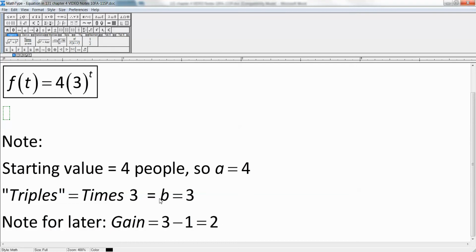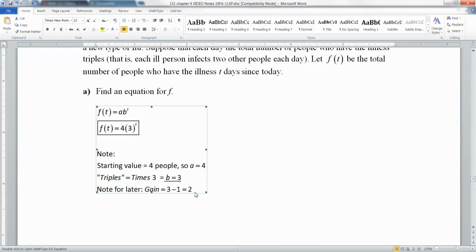So the gain is actually 3 take away 1, which is 2. So the base is 3, that's fine. But I just want you to make a note of this for later. That means your gain, how much you're actually growing by, is 2. Okay, so make notes of all of that. Important stuff in there. I wouldn't have said it otherwise.